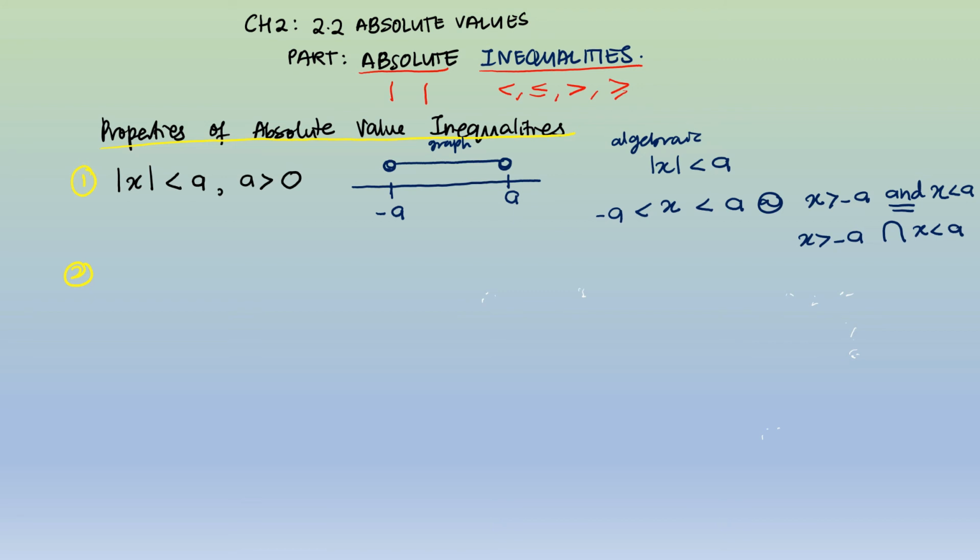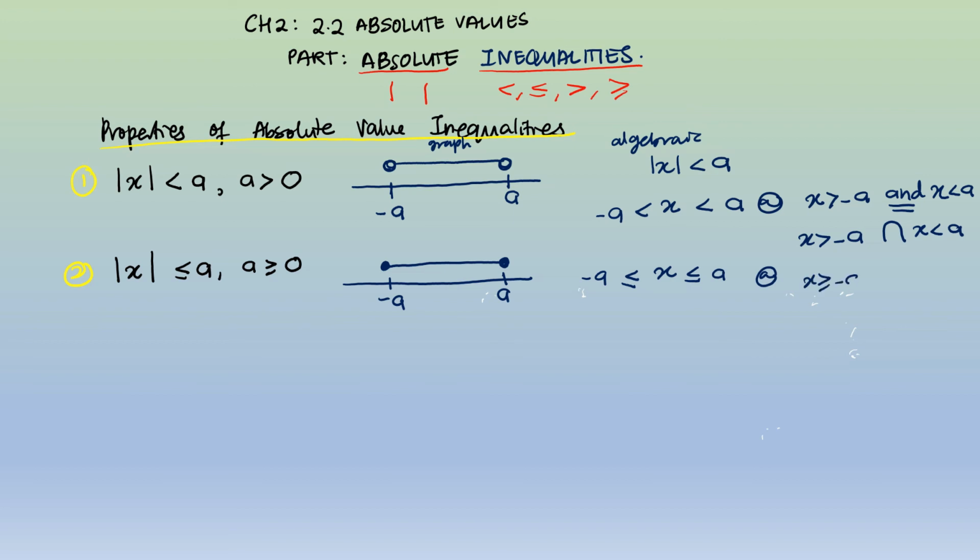What do we have? Modulus x less or equal to a for a greater equal to 0. Alright, so here is the symbol double. We're still playing with a and negative a, so our solution is involving dense circle, because the symbol is double. Alright, for algebra, let's go as x greater equal to negative a and x less or equal to a, or we can change the symbol using the intersection symbol.